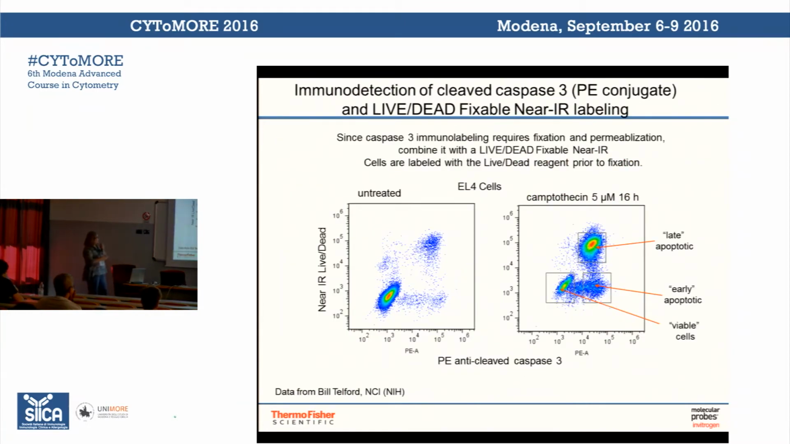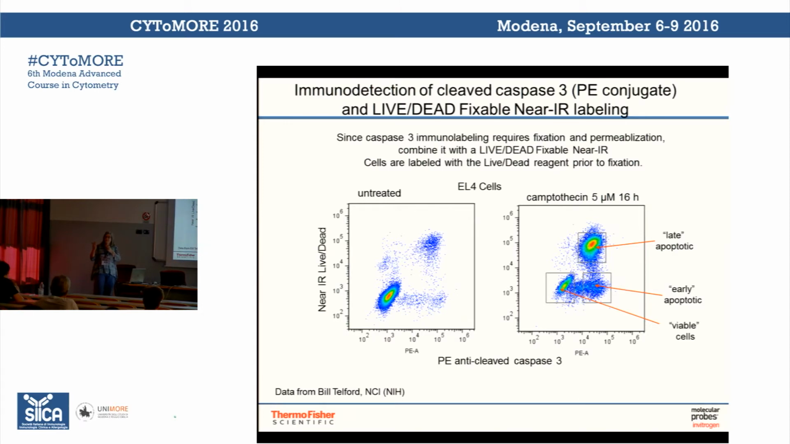So I talked about the live dead amine reactive stains. So here it's actually a part of the assay. So this is using an antibody against cleaved caspase 3. And of course, that's an intracellular marker. So labeling with one of the amine reactive dyes first, you can then look at viable cells and early apoptotic and late apoptotic cells.